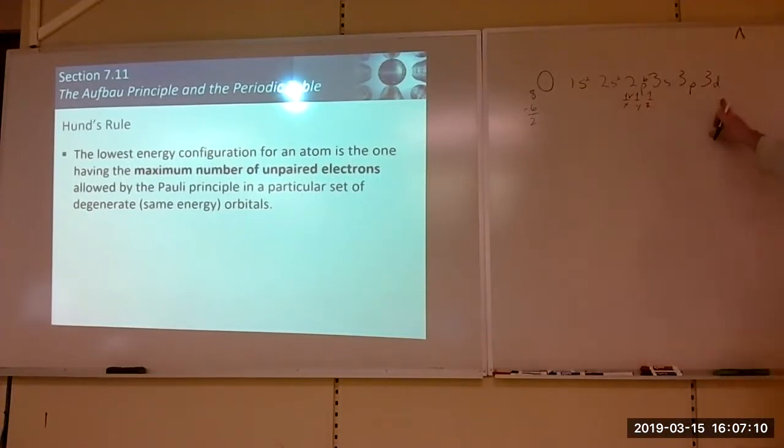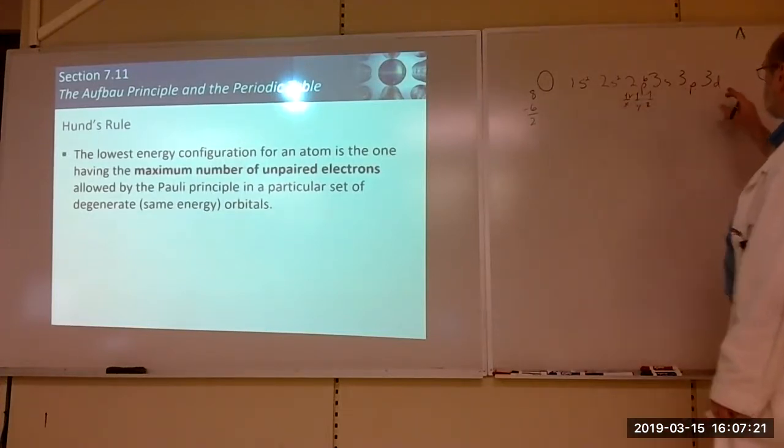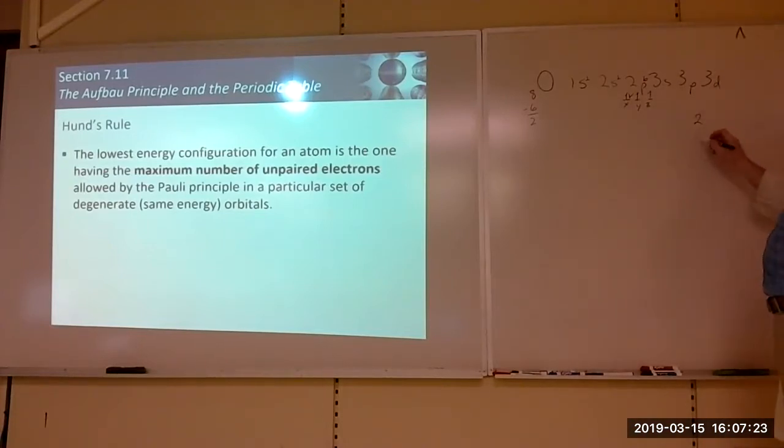Well, how about D? Say we had D. How many possible do you have for D? D is 0, 1, 2. So D is 2, which means you can have minus 2, minus 1, 0, plus 1, plus 2. You can have 5 sublevels in D. 1, 2, 3, 4, 5. So you do like that, like that, like that, like that. You have to have at least 5, and then 6 in order to start pairing them up again.